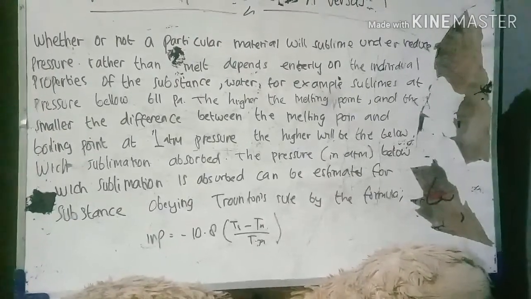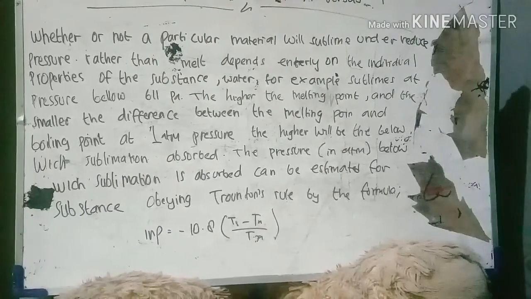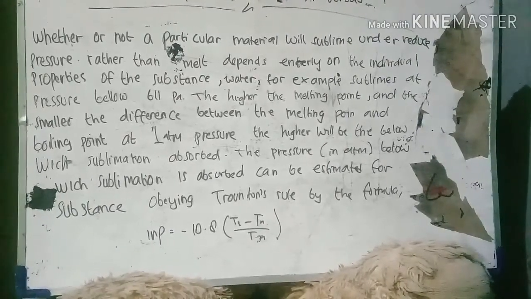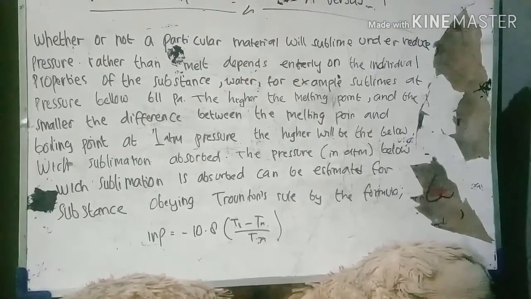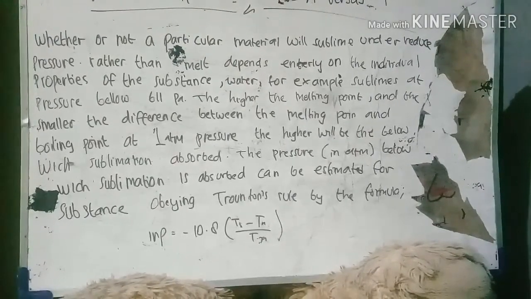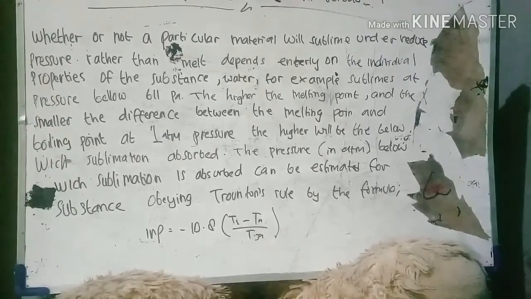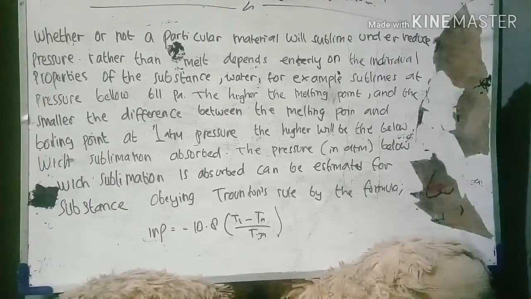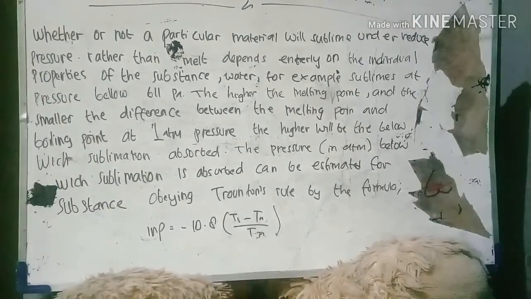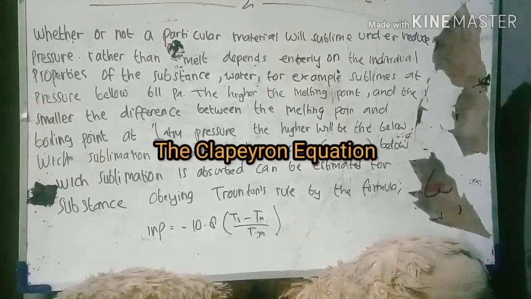The higher the melting point and the smaller the difference between the melting point and boiling point at 1 atm pressure, the higher will be the pressure below which sublimation is observed. The pressure in atm below which sublimation is observed can be estimated for substances obeying Trouton's rule by the formula ln P equals minus 10.8 (T_B minus T_m) per T_m.